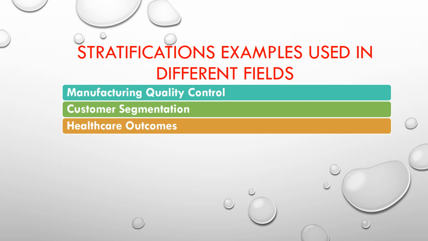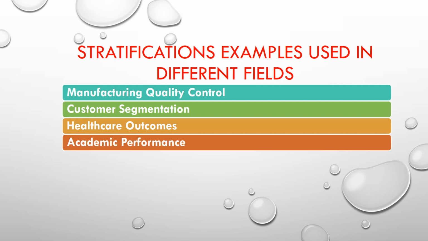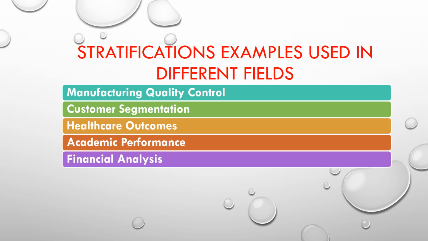It is also used during academic performance analysis. Educational institutions can stratify student performance data based on factors such as grade levels, subjects, and teaching methods. By analyzing student performance within these groups, educators can identify which subjects or teaching techniques may require improvement and implement targeted interventions.